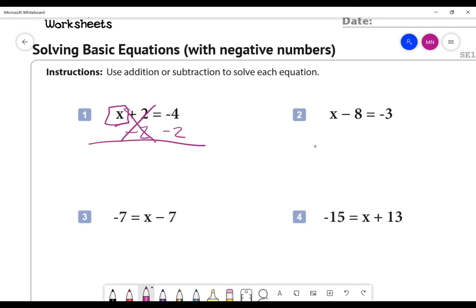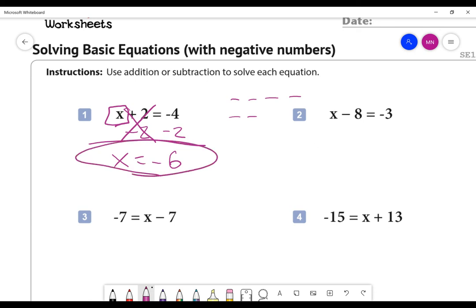I do the same thing over here. Negative 4 minus 2. Okay, so think about it. I'm at negative 4, and now I add 2 more negatives. So I have a total of 6 negative tiles, so x equals negative 6 here.